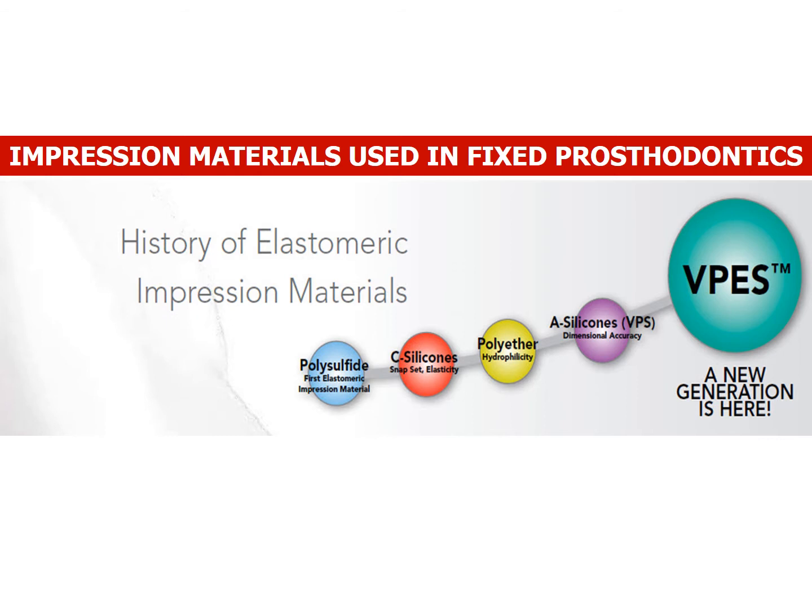Impression materials used in fixed prosthodontics in a historical order are polysulfide, C-silicone or condensation silicone, polyether, A-silicone or addition silicone, or vinyl polysiloxane impression material, and finally the hybrid impression material, vinyl polyether silicone impression material, which is a new generation of impression materials.